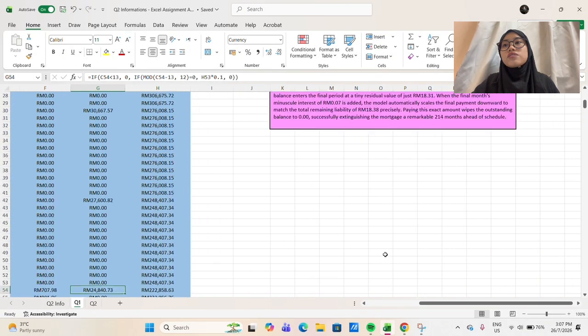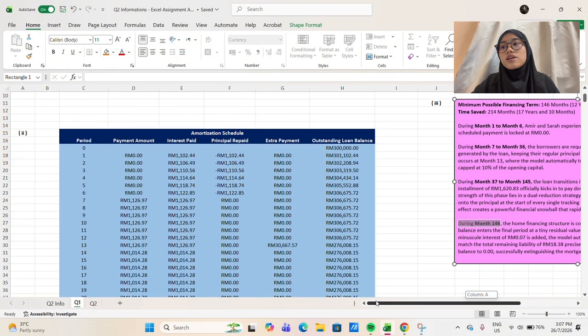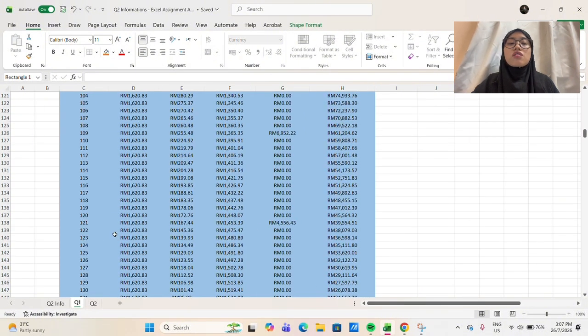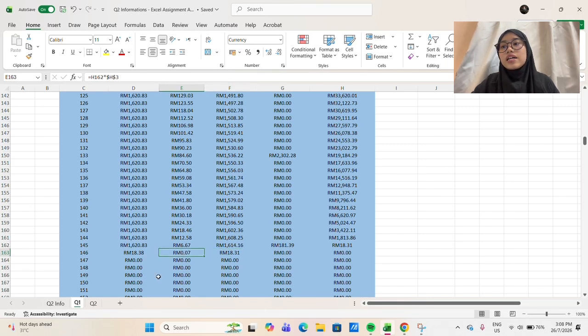So our final closure is on month 146. During this month, the home financing structure is completely liquidated as the outstanding loan balance enters the final period at a tiny residual value of just 18 ringgit 31 cent. When the final month's minuscule interest of 7 cent is added, the model automatically scales the final payment downward to match the total remaining liability of 18 ringgit 38 cent precisely. Paying this exact amount wipes the outstanding balance to 0 ringgit.